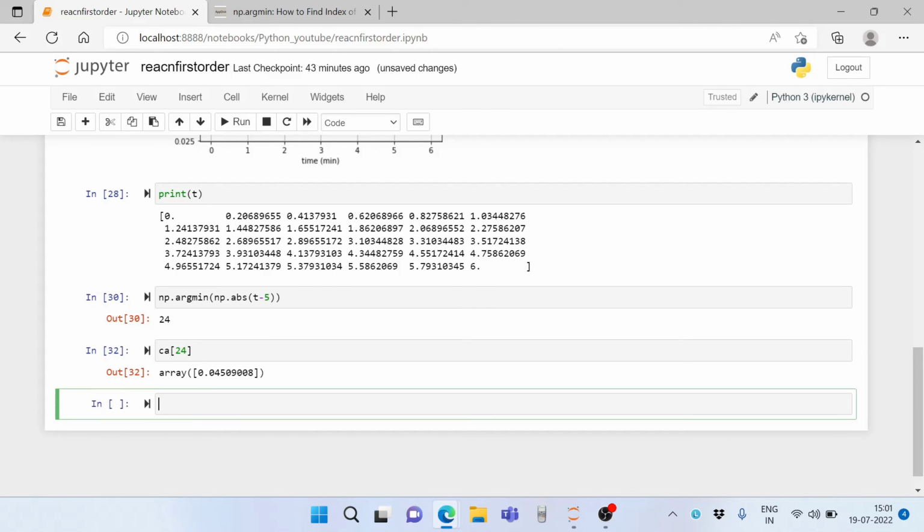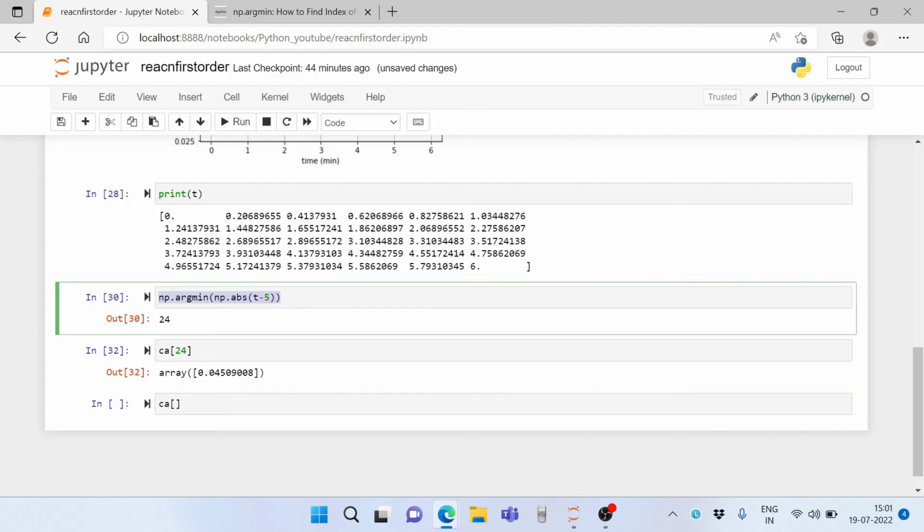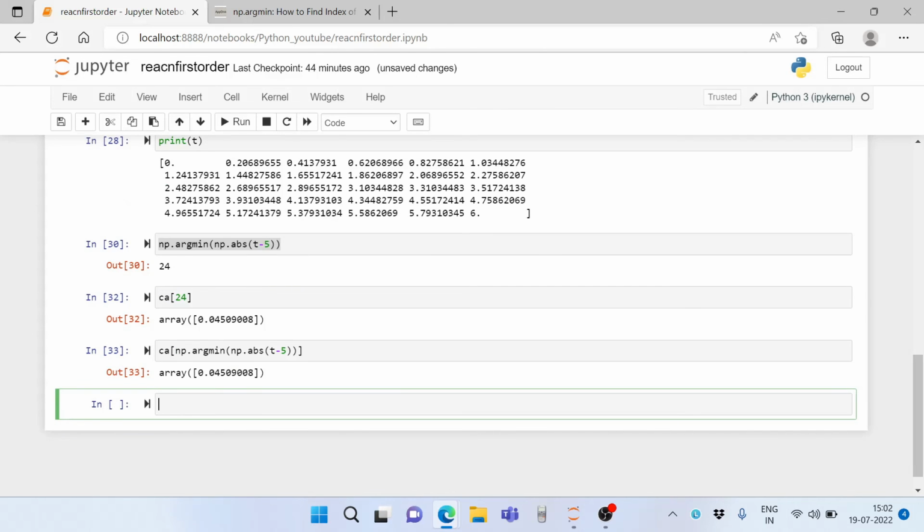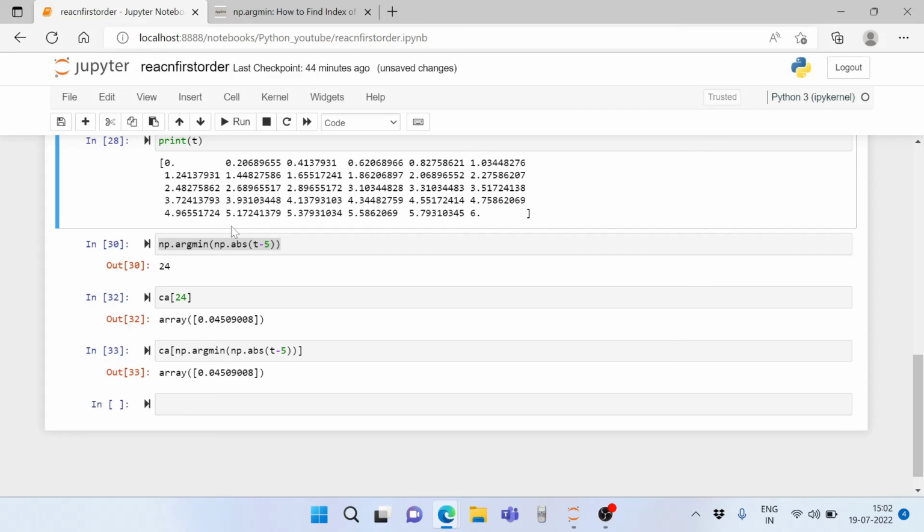Right. Now these commands could be combined also. We can write CA in square brackets, and we can pick up this and put it here. Well, you'll get the same result. So 0.045 is the concentration at the 5th minute. Right? So that's what you are going to get as the concentration.